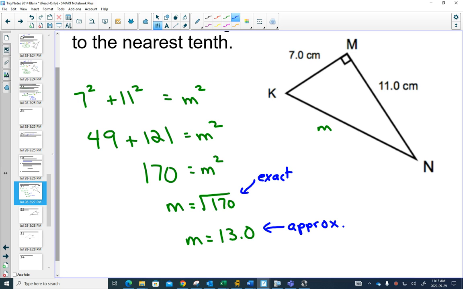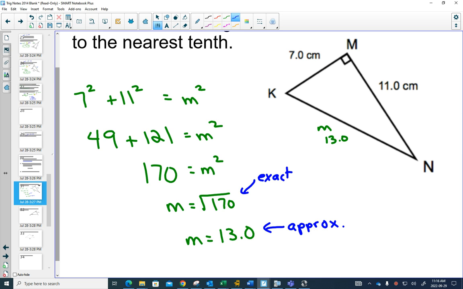Yes? If you were going to use this number to do more math, then you'd want to use the exact. If you were just writing your final answer, because it says to the nearest tenth, then you'd write 13.0, because that's what the question asked for. So now we have solved for this. I'm going to write it in, 13.0. Have we solved the triangle completely?